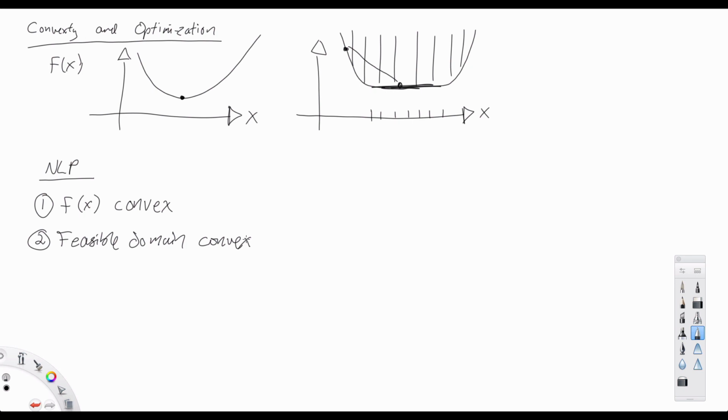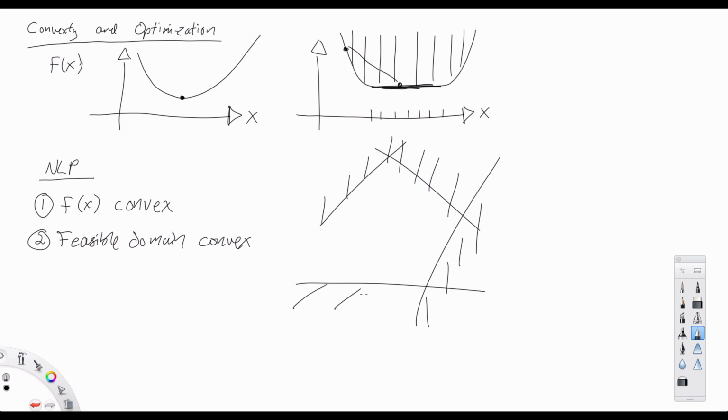Think back to the linear programming example. We were drawing all of these half spaces intersecting, and these form a feasible domain, and we talked through how this feasible domain here is a convex set. That's important because then that helps us to identify when we have a convex constrained optimization problem.